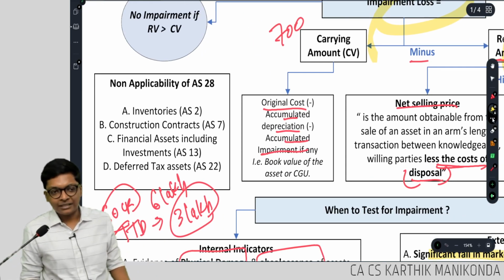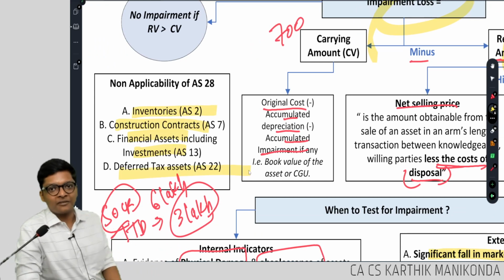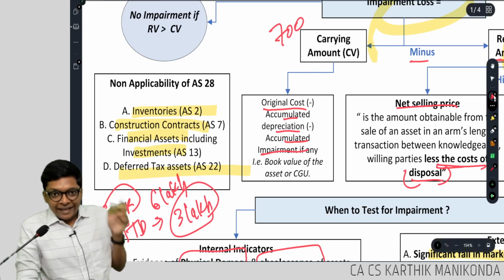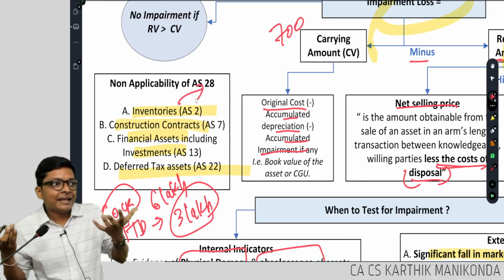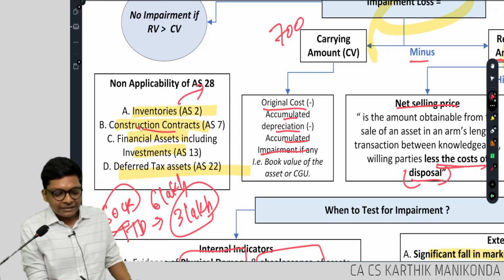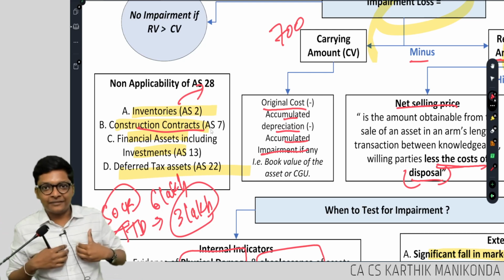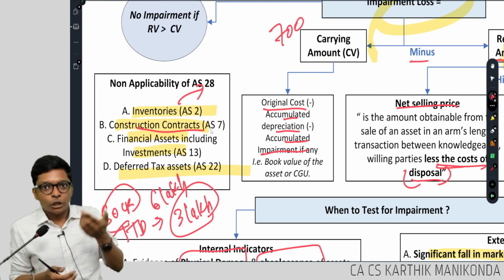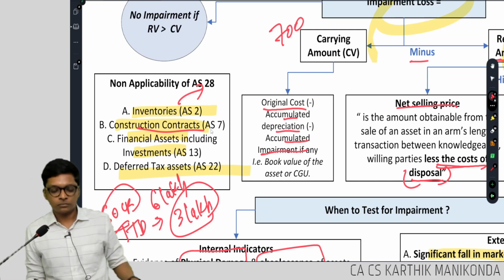I told in last class, but I want to know if you remember. Inventories, construction, in all these standards, impairment is not applicable. Why? They have their own impairment provision. Inventory impairment is cost or NRV. He is already doing it. Construction contracts: every year you are anyway providing provision. AS7 says provide for anticipated future losses provided this year. So already I am doing it. Why should I do again? You do double impairment. No.